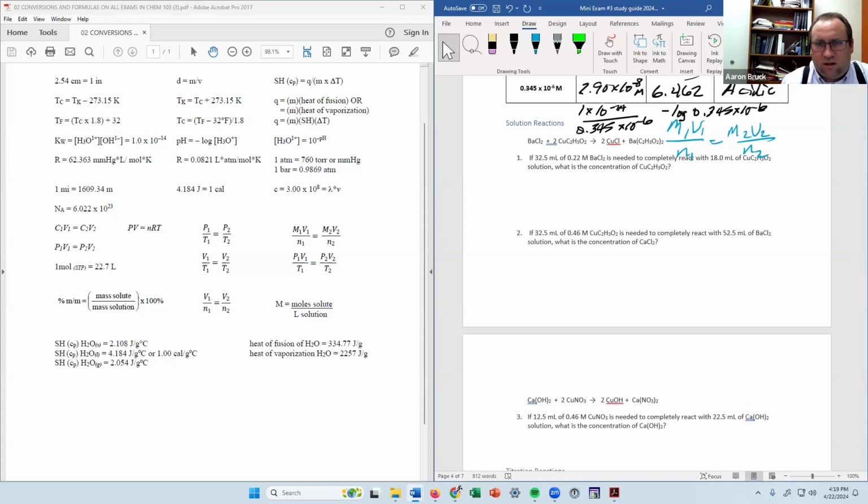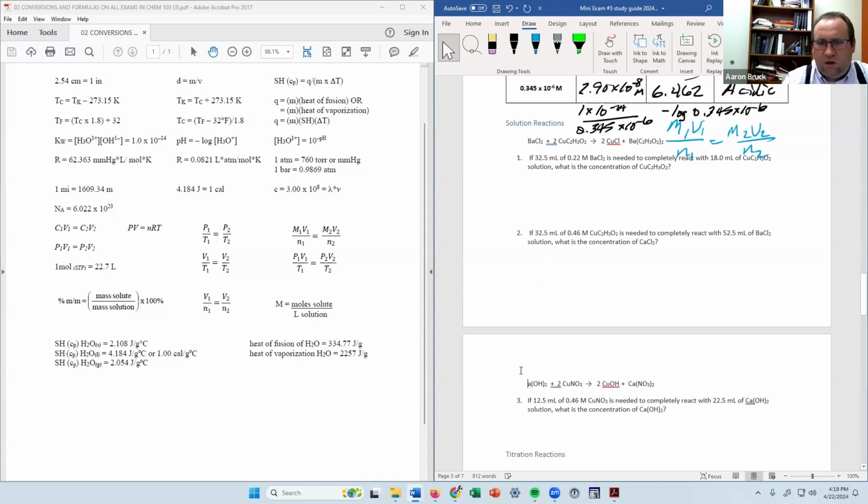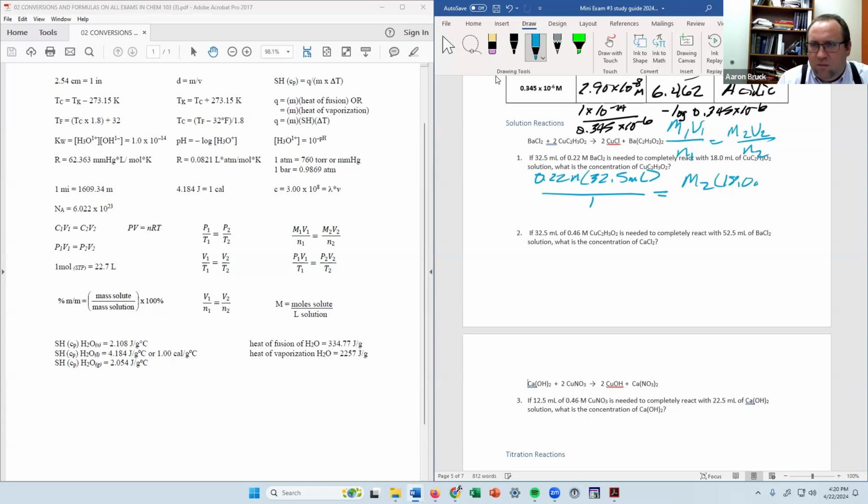What I can look at here, and this is kind of important, is I can recognize the barium chloride, I know the molarity and the volume of, so let's just keep that on the one side. So the molarity was 0.22 molar, the volume was 32.5 milliliters. The coefficient on the barium is 1. And for the copper chloride, we don't know its concentration, but we know that we had 18 milliliters of it, and its coefficient is 2.